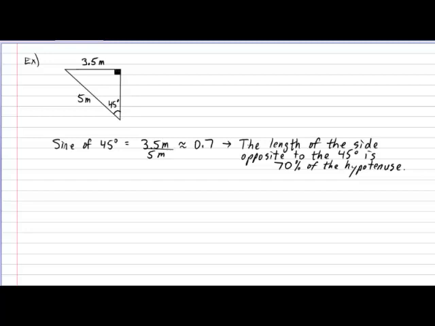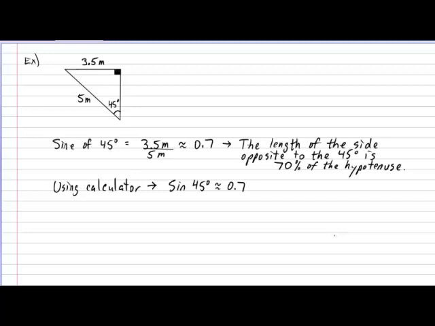If you punch in sine of 45 degrees, you will see that the calculator will produce a result of approximately 0.7. This means that in a right triangle, if the angle under investigation is 45 degrees, then no matter how long the hypotenuse is, the side that is opposite to the 45 degrees will always be around 70% of the length of the hypotenuse.